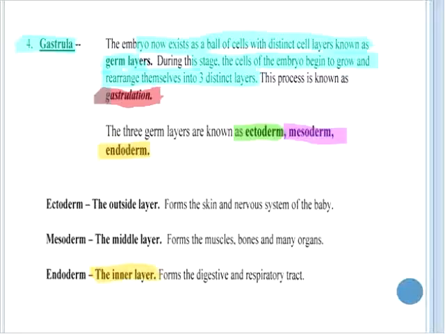The endoderm is the inner layer. It forms the digestive and respiratory tracts. The ectoderm is the outside layer. It forms the skin and nervous system of the baby. The middle layer, the mesoderm, forms the muscles, bones, and many organs.